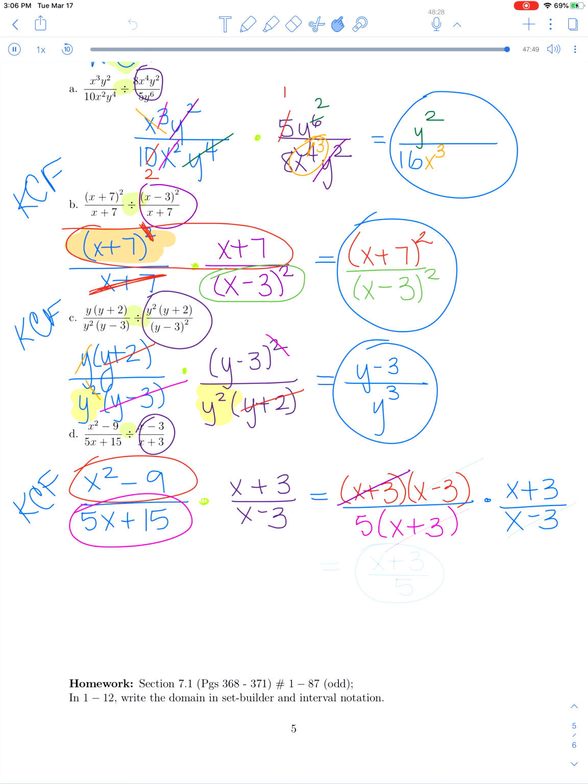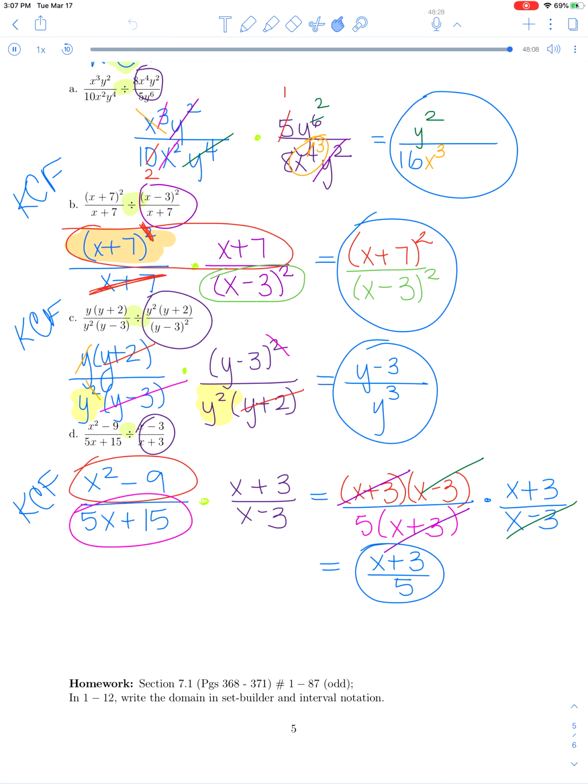So now we can see, now that everything is factored, what can actually cancel. Notice we can cancel out an x plus 3 from the top and the bottom. And we can also cancel out a factor of x minus 3 on the top and the bottom, which leaves us with our leftover factors of x plus 3 over 5, and that is our final answer.